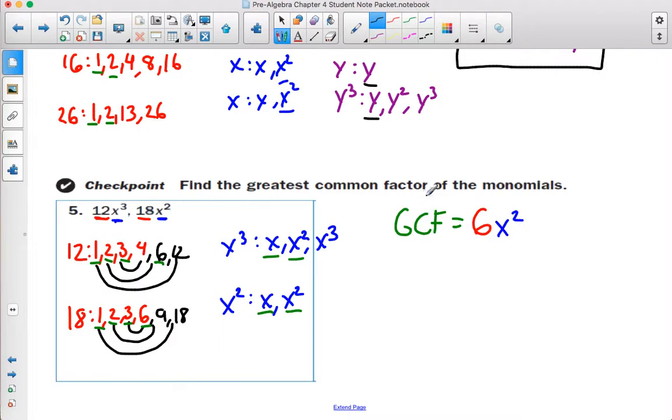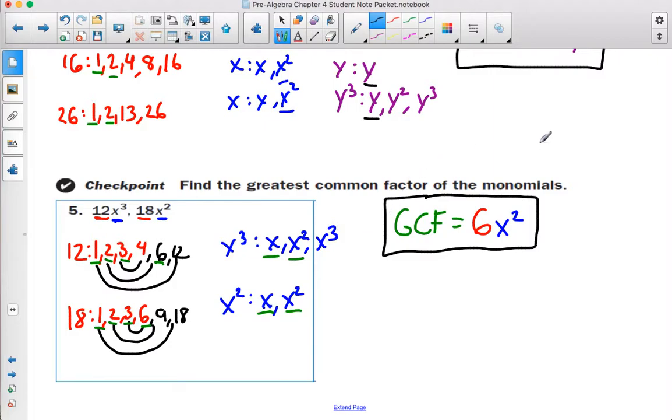And I'm done. The greatest common factor, well, the biggest number they have in common is 6. The biggest amount of x's they have in common is x squared. So the greatest common factor, the GCF of those two terms, would be 6x squared. If you got it, give yourself a little pat on the back. Do it right now. Pat yourself on the back. Those are challenging, but I think you guys are up for it.